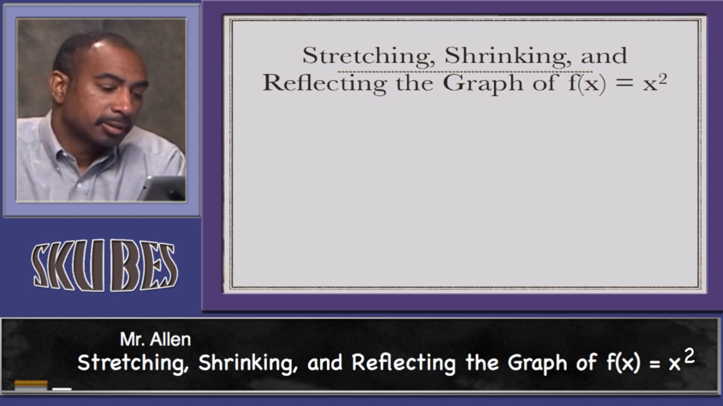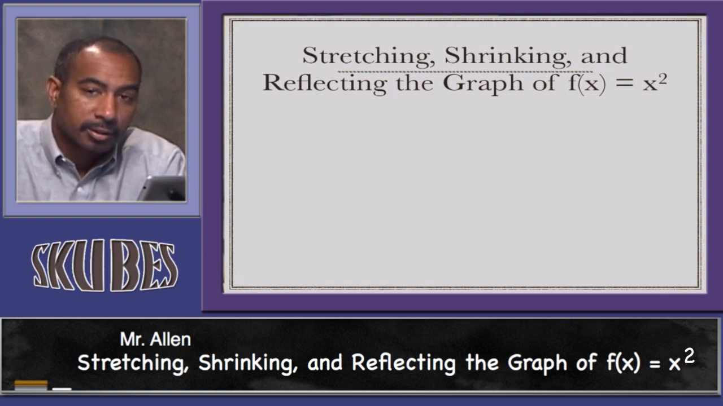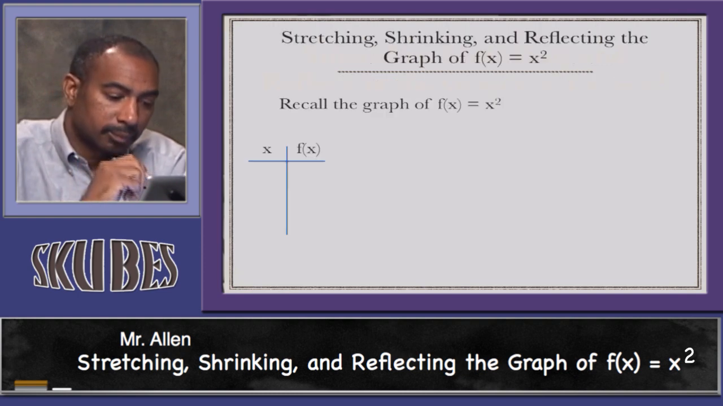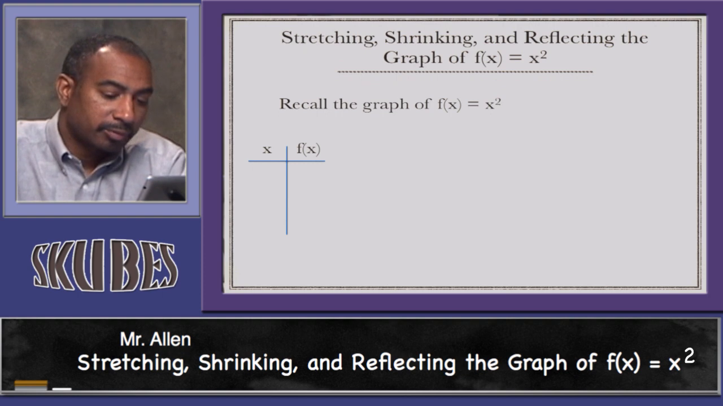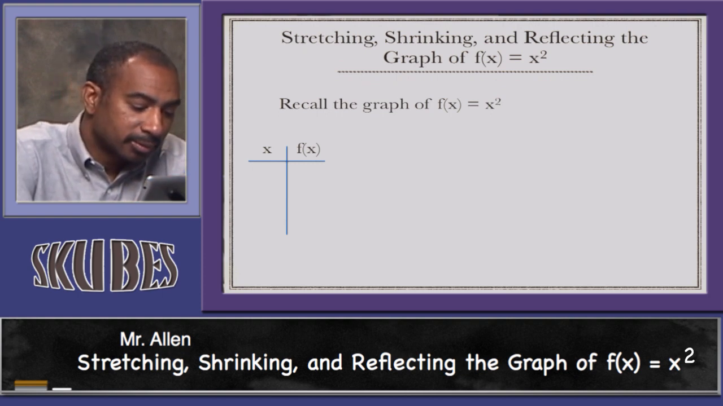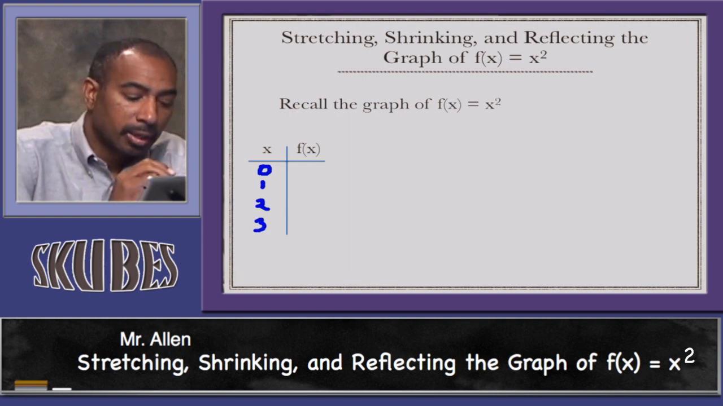Our today's lesson is on stretching, shrinking, and reflecting the graph of f of x equals x squared. Recall the graph of f of x equals x squared. We can get that easily by substituting values for x. Let's say x is 0. Let's try 1 and 2. Say 0, 1, 2, 3.